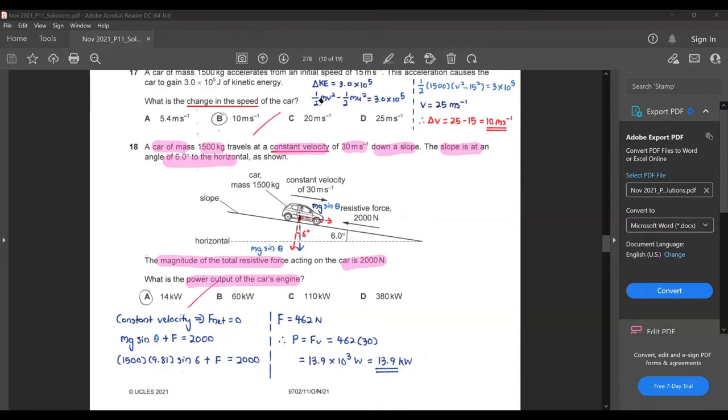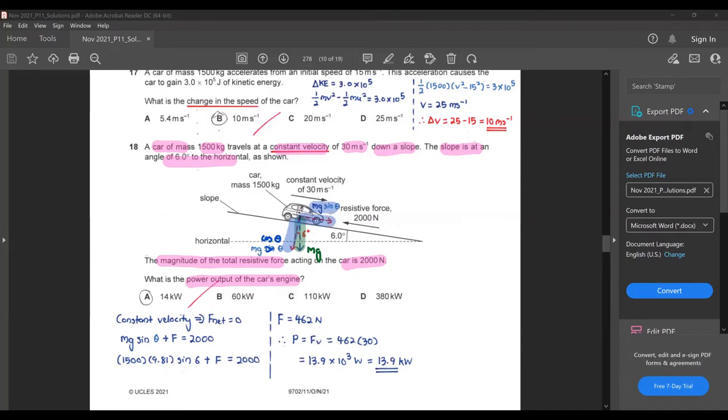So a few things to note here. For this kind of question, wherever you have a slope, you always try to resolve forces parallel to and perpendicular to the slope. So if I know that this car had a weight of, say, mg, I can resolve it into two perpendicular components, one parallel to and one perpendicular to the slope. So I would have mg sine theta here, and I would have mg cos theta here, and then after that I would have mg sine theta here.